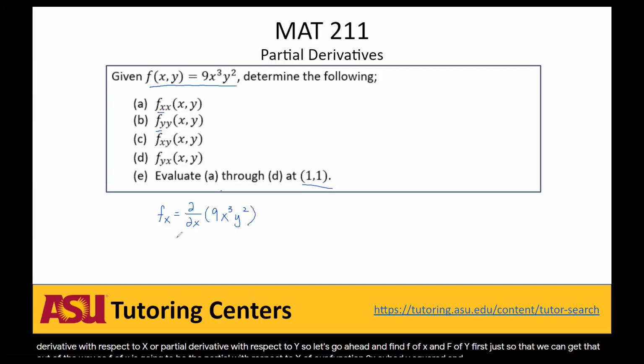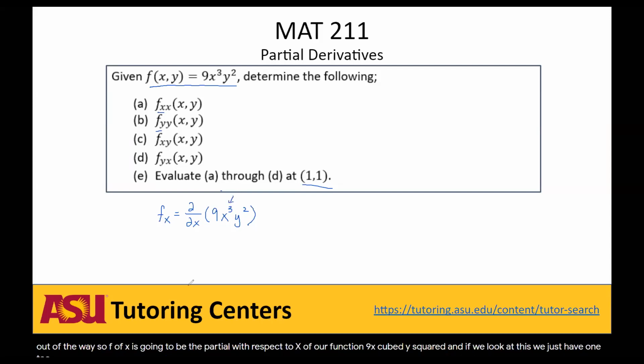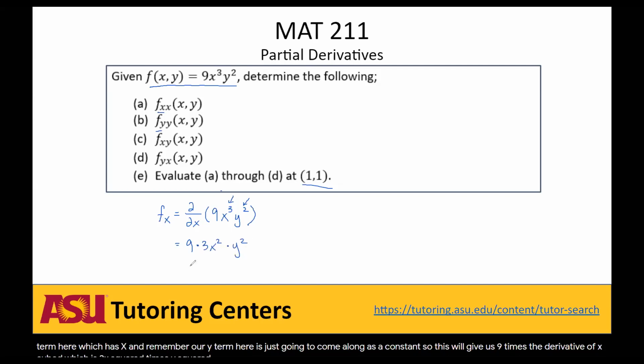And if we look at this, we just have one term here, which has x. And remember, our y term here is just going to come along as a constant. So this will give us 9 times the derivative of x cubed, which is 3x squared, times y squared. Or, if we want to make this look nicer, it's going to be 27x squared y squared.